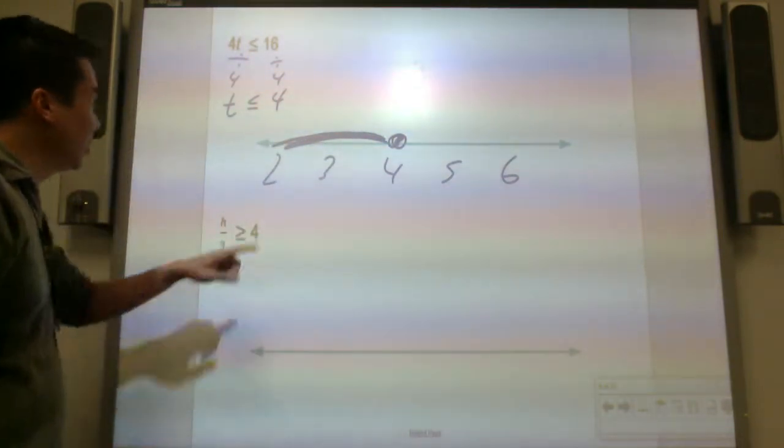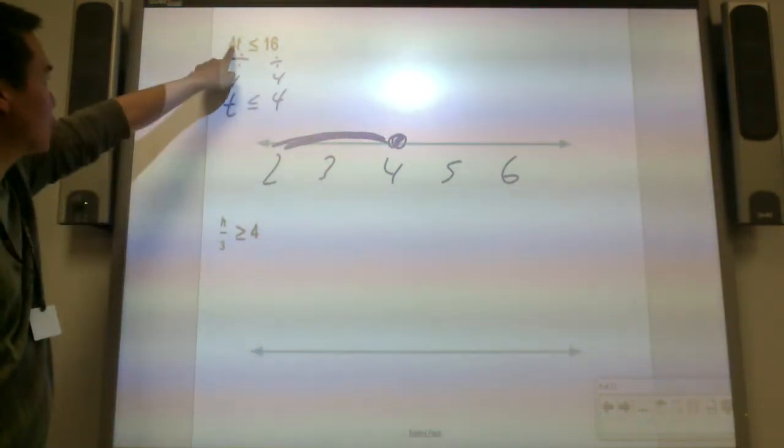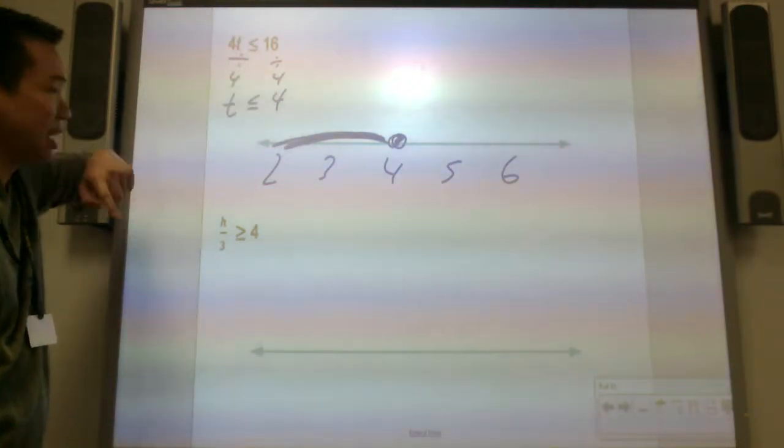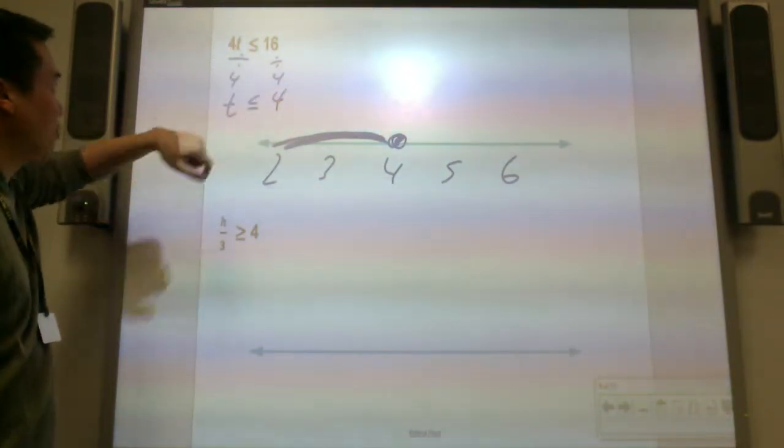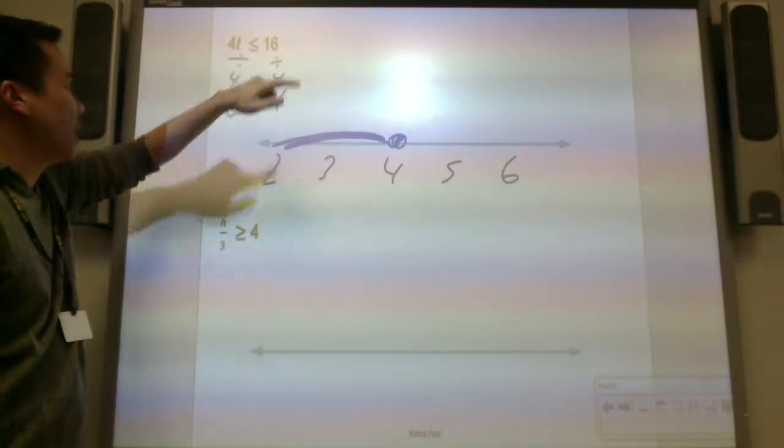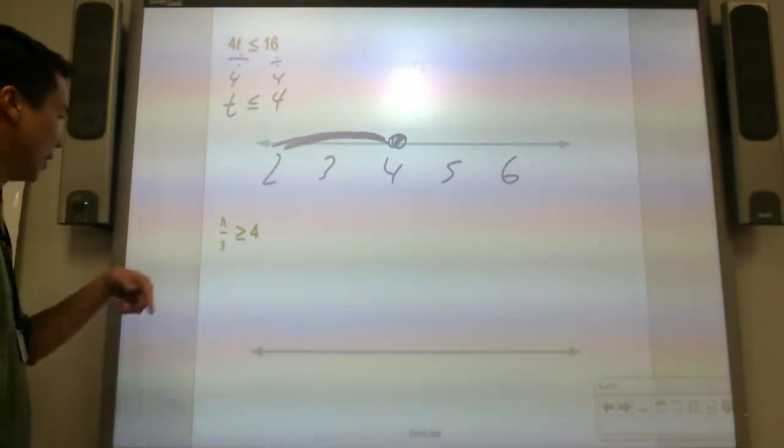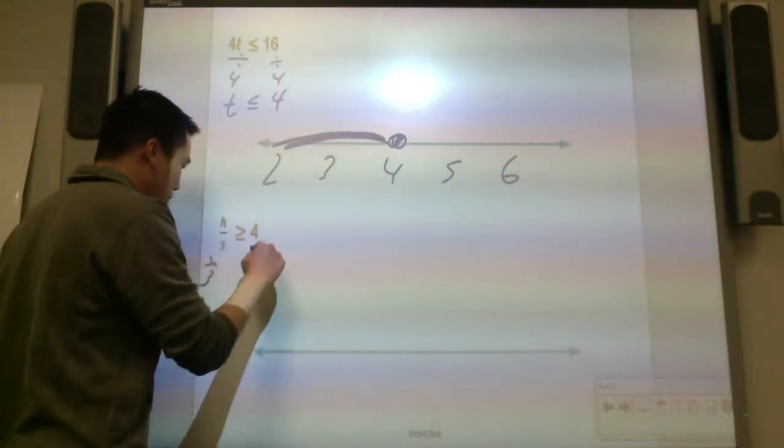And let's plug it in. If I plug in 2, 4 groups of 2 is 8. Is 8 less than or equal to 16? It is. Plug it in. 4 groups of 3 is 12. Is 12 less than or equal to 16? It is.